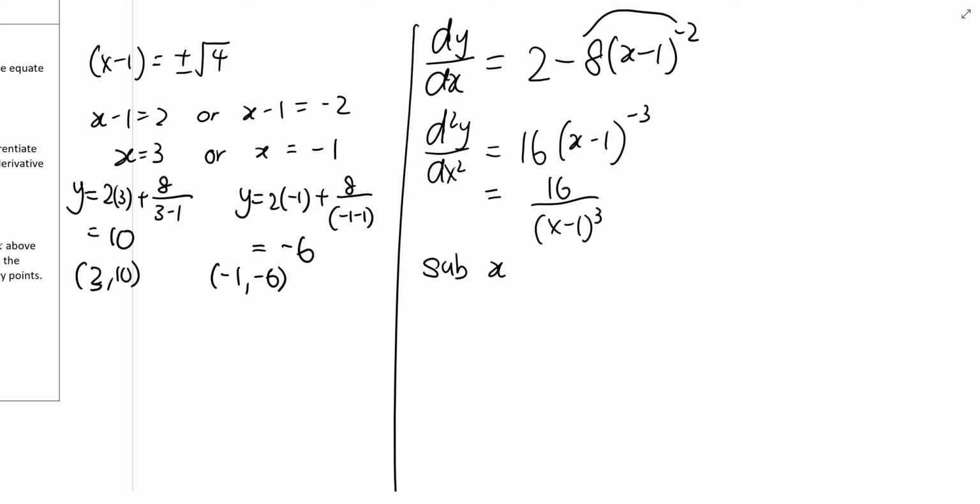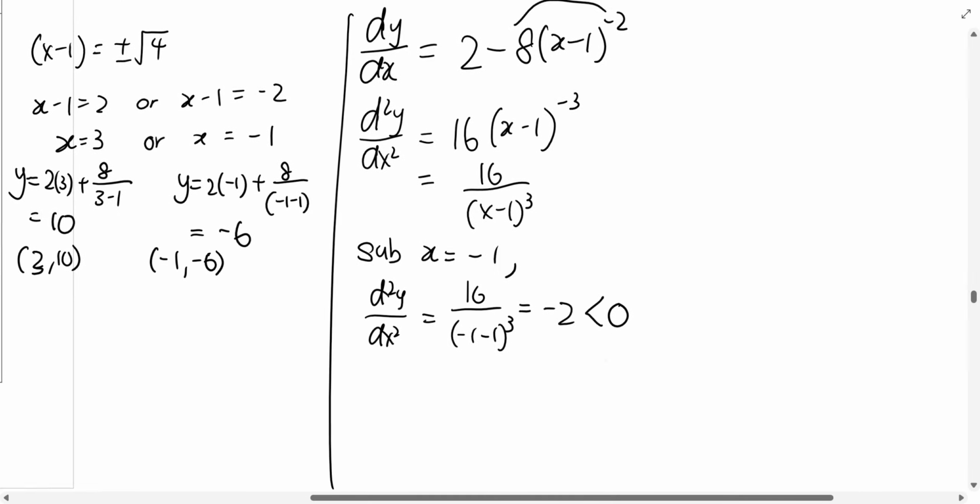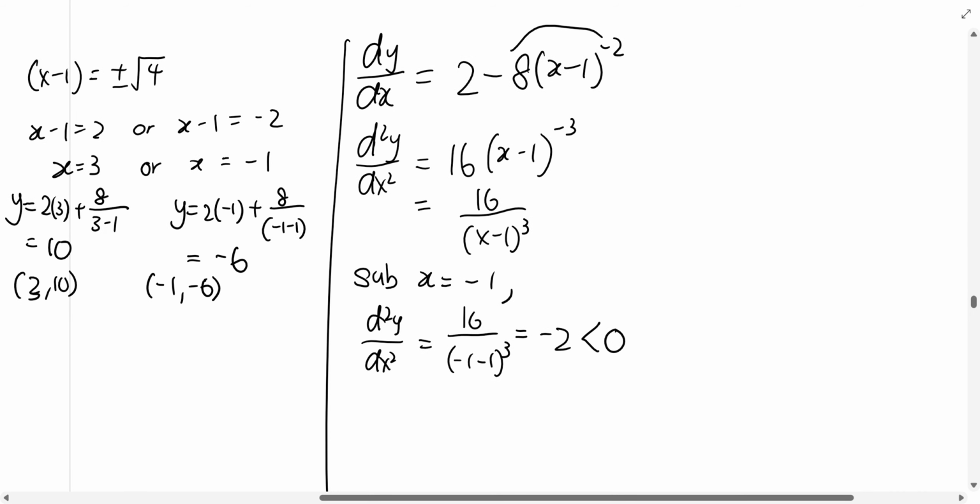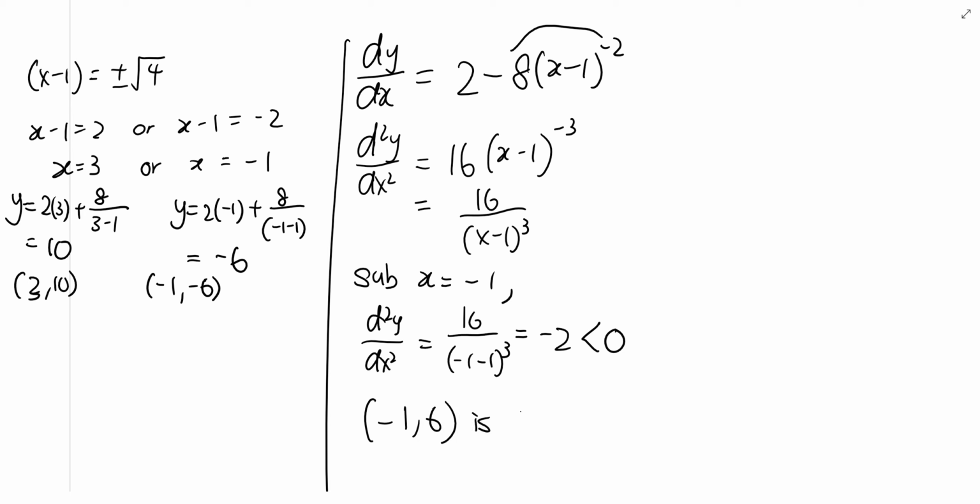Sub in the first value, x equals negative 1. My second derivative, d2y/dx squared, is equal to 16 over minus 1 cubed. And that would give me negative 2, which is lesser than 0. And these are the exact steps that you should present. Okay, d2y/dx squared equals what? Greater than 0 or lesser than 0. In this case, it's lesser than 0. So hence, negative 1 comma negative 6 is a maximum point. When d2y/dx squared is less than 0, it is a maximum point.